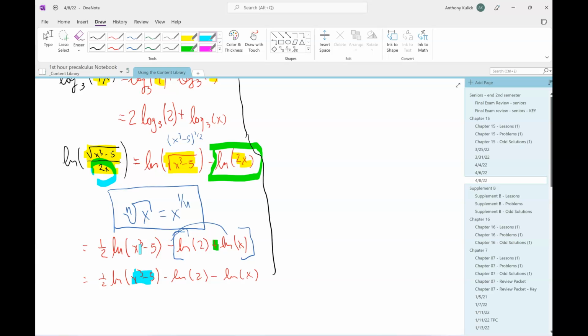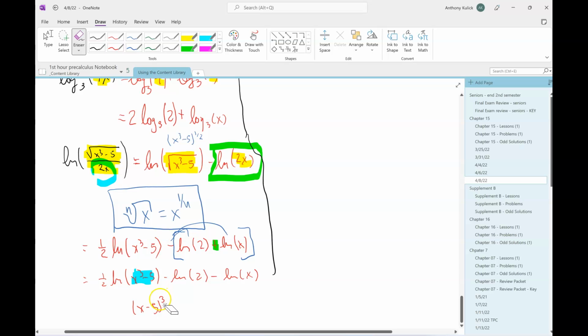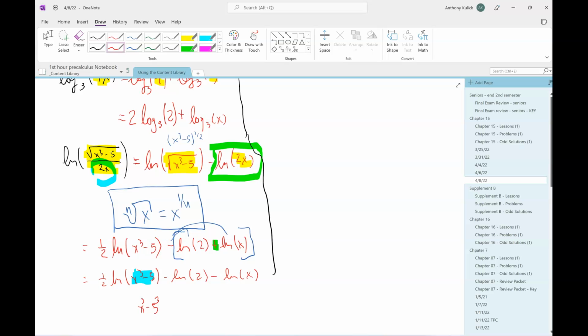If I had x minus 5 to the third, then we could use the power property. If it's just one part of it, no. I still couldn't use the product or power property even if I had this. Still can't do it. Is that okay? It has to be the entire thing, not all the pieces, but the entire thing. So this is done.